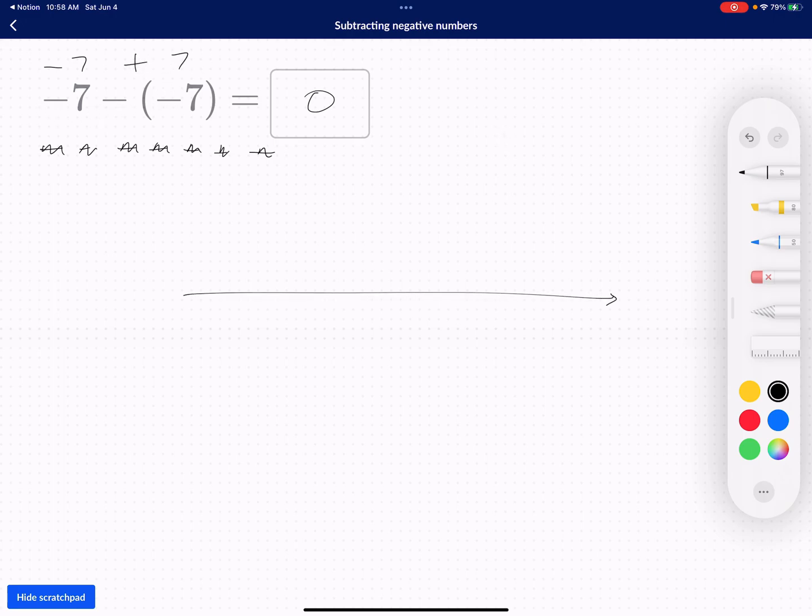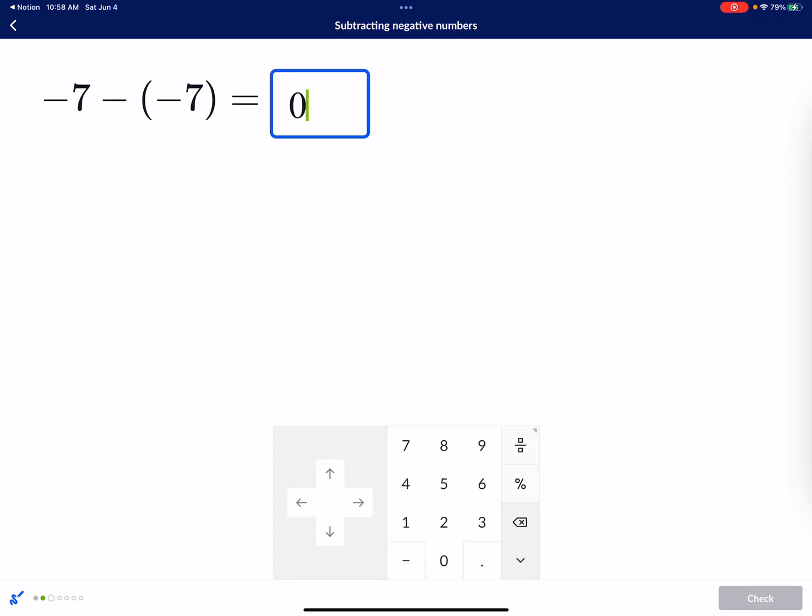So if I draw a number line, 1, 2, 3, 4, 5, 6, 7, 8, 9, 10, negative 7, negative 6, negative 3, negative 2, negative 1, 0, 1, 2. So I start with negative 7 here. And then we're going to move to the right 7 units because we're adding 7. So we go 1, 2, 3, 4, 5, 6, 7. And where do we land? We land at 0, which is exactly what we have right here. So that's going to be 0.